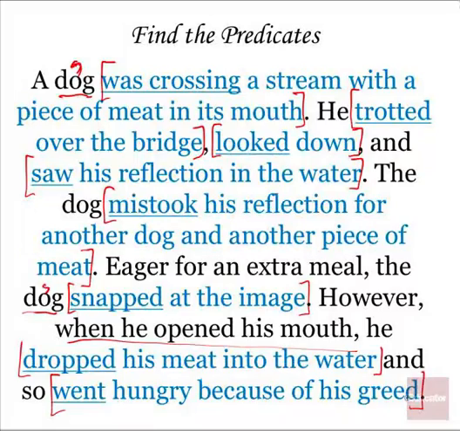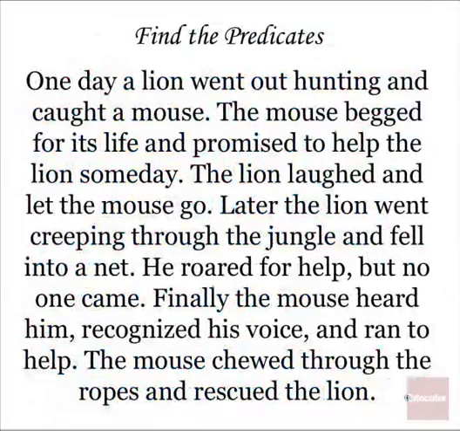Let's look at another example. Here's another fable. One day a lion went out hunting and caught a mouse. The mouse begged for its life and promised to help the lion someday. The lion laughed and let the mouse go. Later, the lion went creeping through the jungle and fell into a net. He roared for help, but no one came. Finally, the mouse heard him, recognized his voice, and ran to help. The mouse chewed through the ropes and rescued the lion. Take a good look. See if you can find the verbs and the predicates that they're in. Pause the video if you need to.